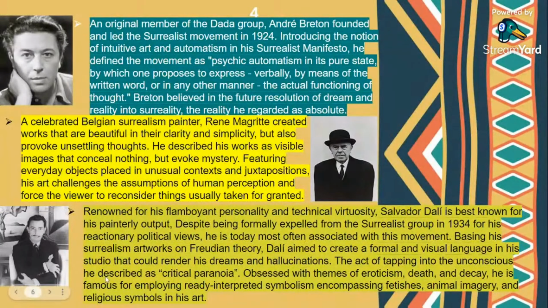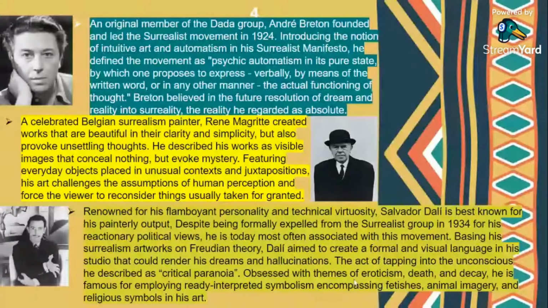Dali aimed to create a formal and visual language in his studio that could render his dreams and hallucinations. So dream and hallucination are both there in his painting, as well as the act of tapping into the unconscious, which he described as critical paranoia. He was obsessed with themes of eroticism, paintings that arouse erotic feelings, or Saturnalian kinds of things, death and decay. He is famous for employing readily interpreted symbolism encompassing fetishes, animal imagery, and religious symbols in his art. So that was about the surrealist movement.